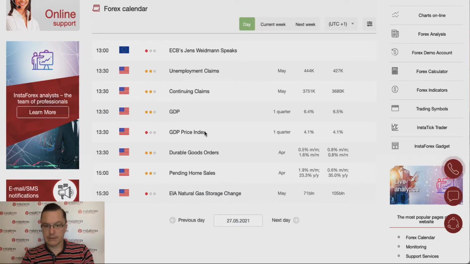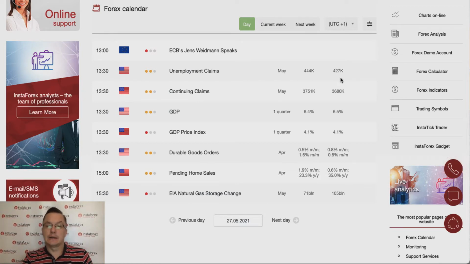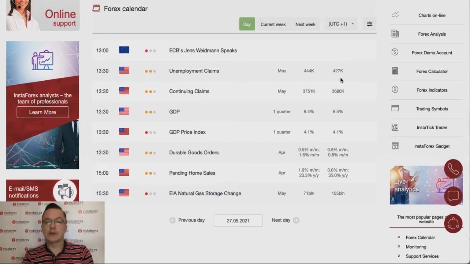So as you can see, the GDP from the first quarter in the US might be interesting to see. The market expects 6.5%, which is better than 6.4% last quarter. Durable goods orders should rise from 0.5% to 0.8% month to month, and the unemployment claims should decrease from 444,000 to 427,000. So I think today we should speak about US indices and the US related pairs during the analysis.